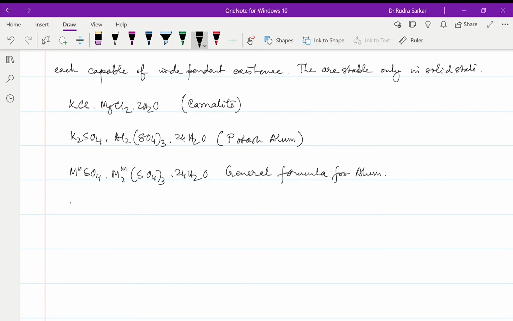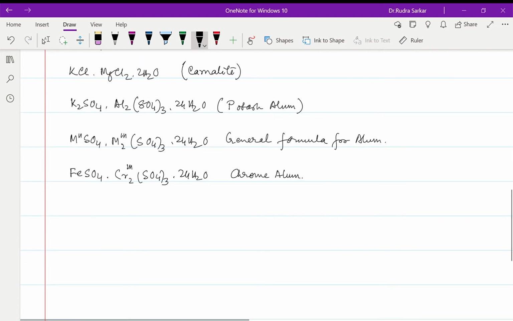Similarly, you can also have chrome alums. Something like K2SO4, and in place of aluminium you're going to have chromium over here. So chromium is in +3 oxidation state. Cr2(SO4)3.24H2O. This is called a chrome alum. When will we call this a chrome alum? Whenever we have chromium in place of aluminium. If you check, aluminium is also in +3 oxidation state, whereas chromium is also in +3 oxidation state.